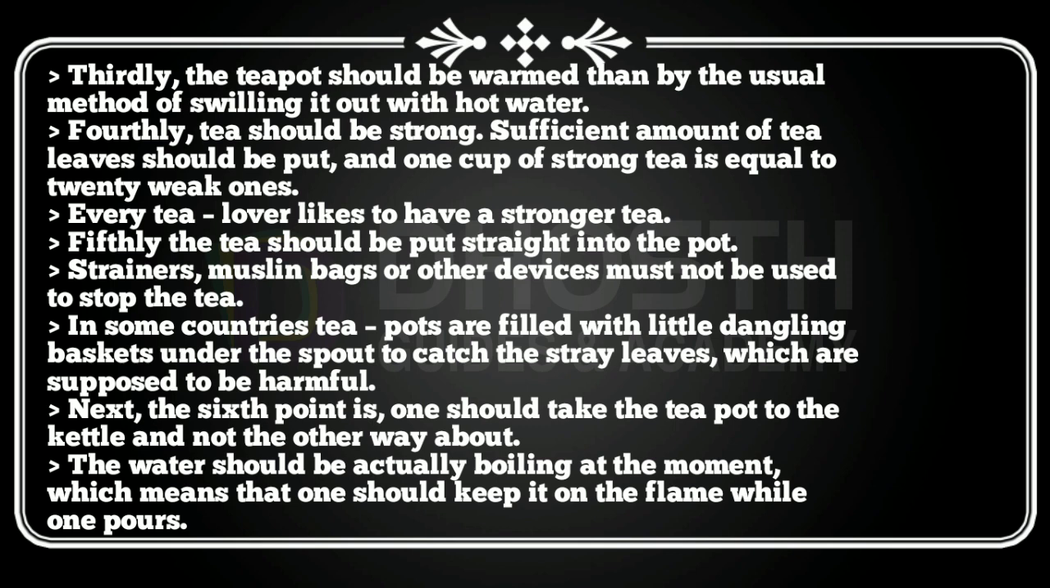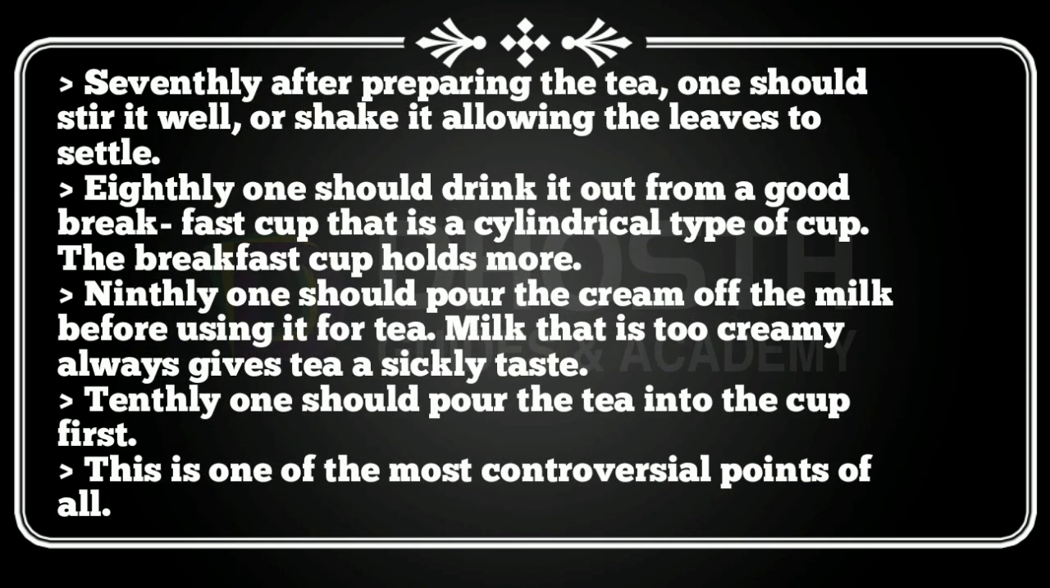In some countries, pots are fitted with little dangling baskets under the spout to catch the stray leaves, which are supposed to be harmful. Next, the sixth point is that one should take the teapot to the kettle and not the other way about. The water should be actually boiling at the moment, which means that one should keep it on the flame while one pours. Seventhly, after preparing the tea, one should stir it well or shake it, allowing the leaves to settle.